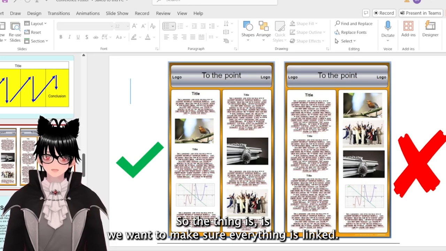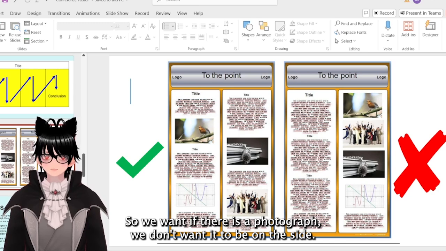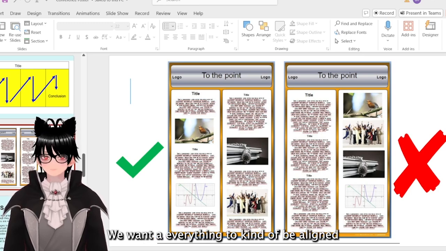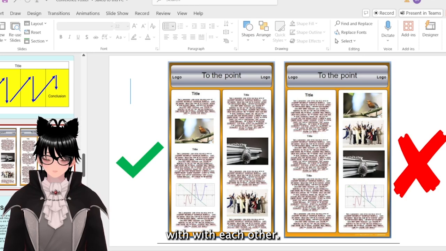So the thing is we want to make sure everything is linked. So if there's a photograph, we don't want it to be on the side. We want it to either be above or below. We want everything to be aligned with each other.